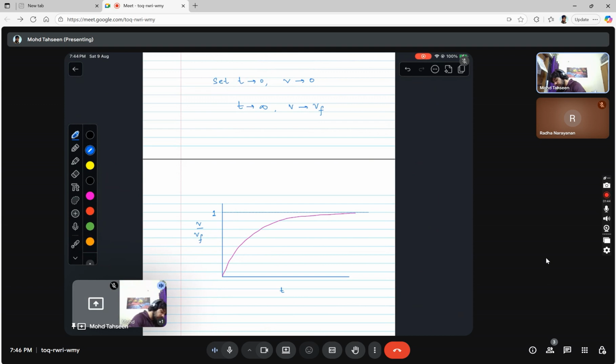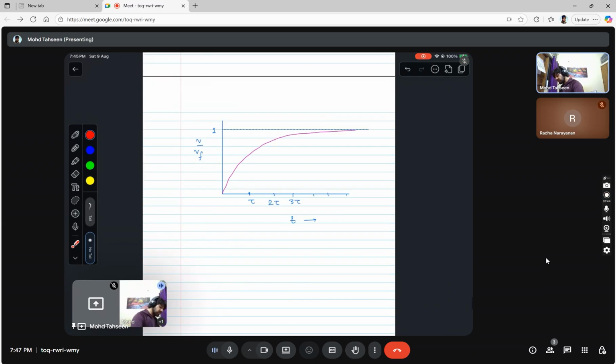Now tau would be somewhere here, the relaxation time. If this is the time axis, there will be 2 times tau, 3 times tau, and so on. Around 3 or 4 tau, the value of v is pretty close to this final value vf.